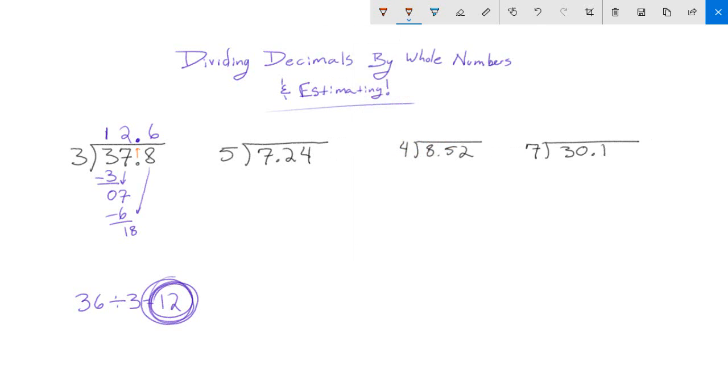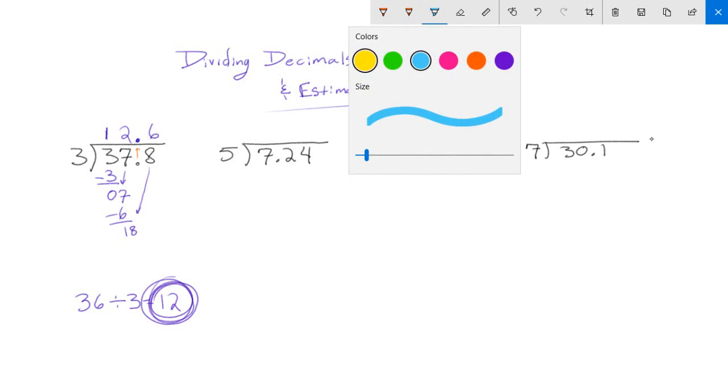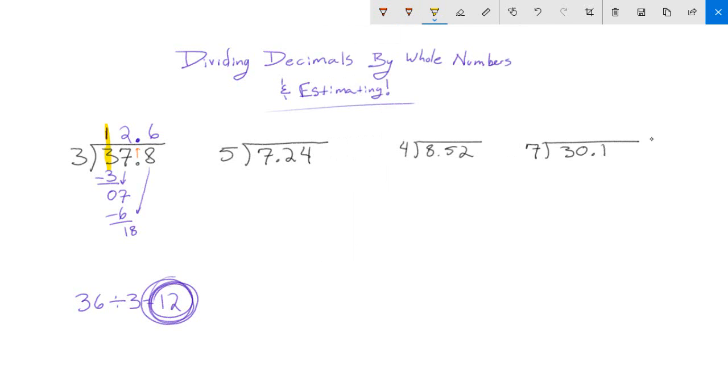I'm going to switch on my highlighter color here. It's important that when you place these numbers, you're saying 3 goes into 3 one time, and 3 goes into 7 two times. So it's important that you're lining everything up, right? And when we got down to 18, 3 goes into 18 six times. So everything needs to line up. If things don't line up and you bring that decimal point up, it's not going to work out so well for you. Okay? So moving on to the next one here.